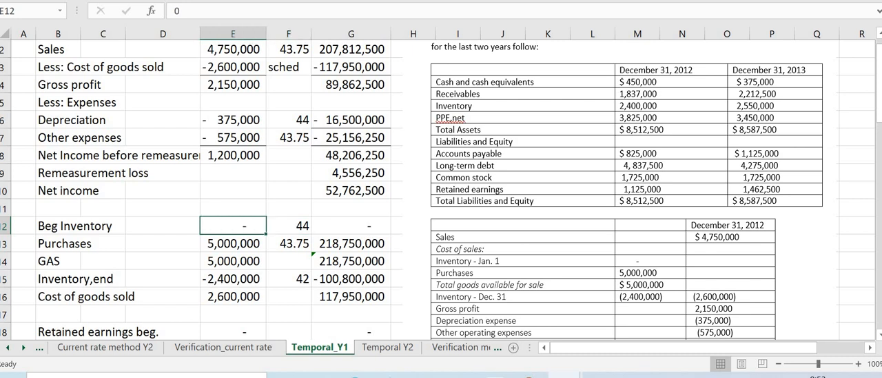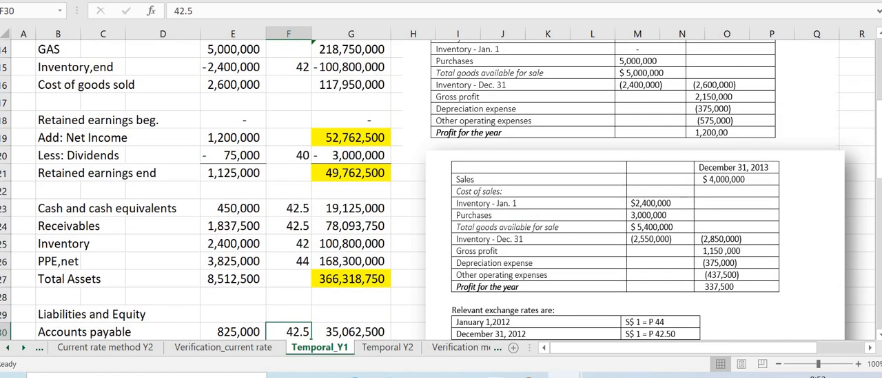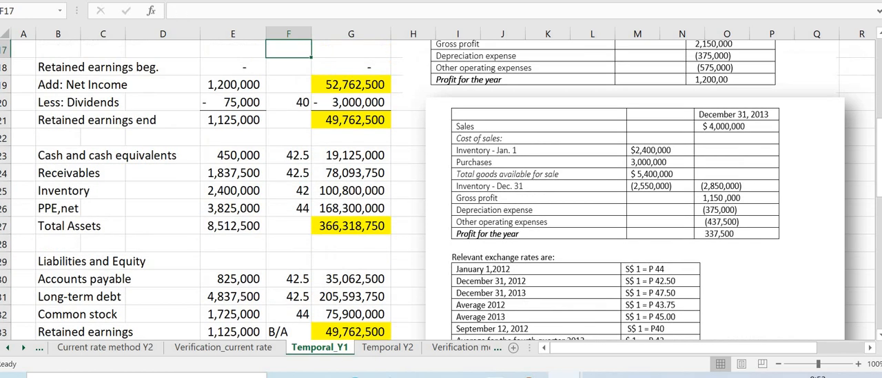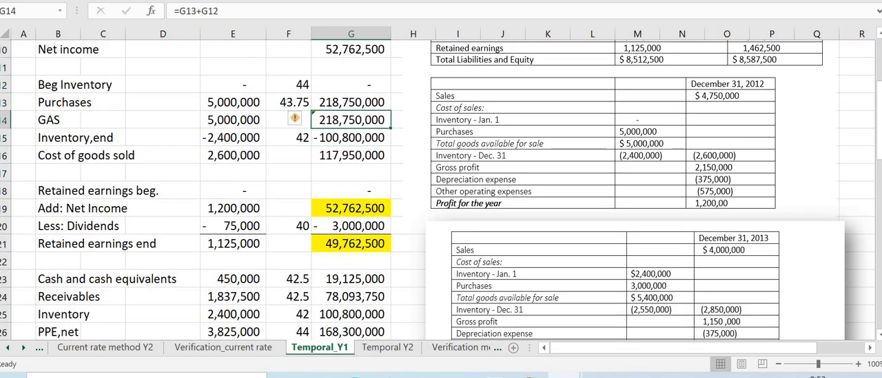when the subsidiary was formed, we have purchases of 5 million translated using the average rate for 2013, which is 43.75. And then our ending inventory, we'll use the average for the fourth quarter of 2012. That was 42. So purchases less ending inventory. So you have your goods available for sale of 187.50 less inventory end of 100,800,000. You have cost of goods sold of 117,950,000.